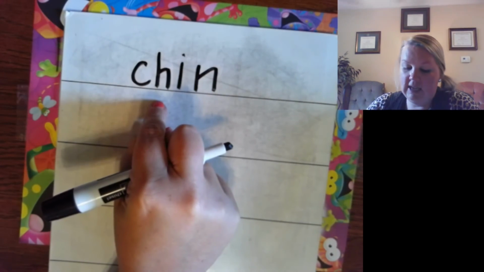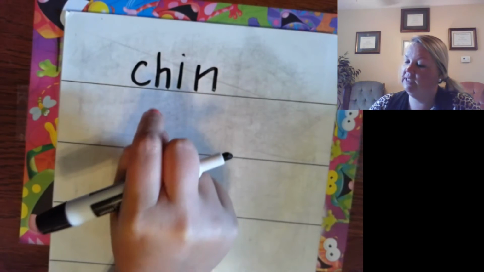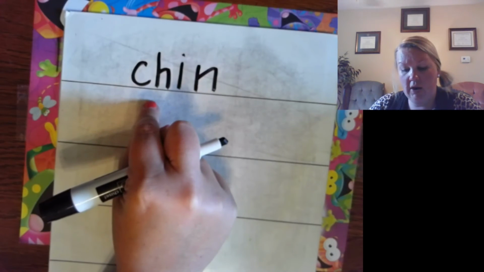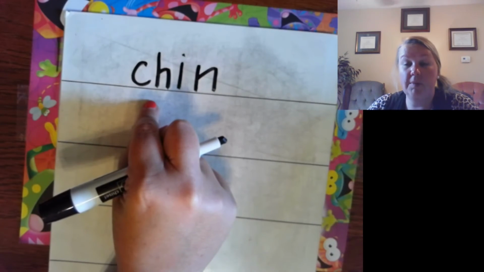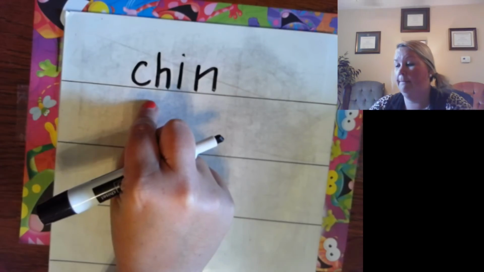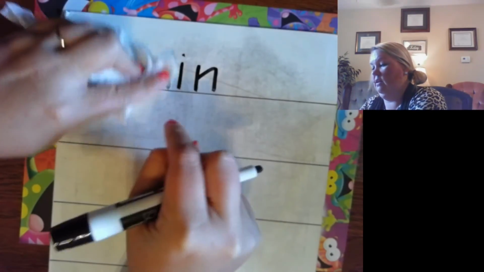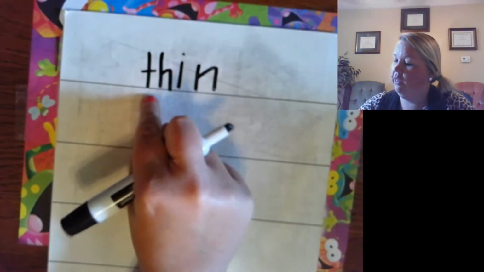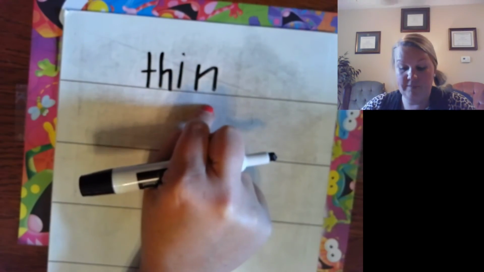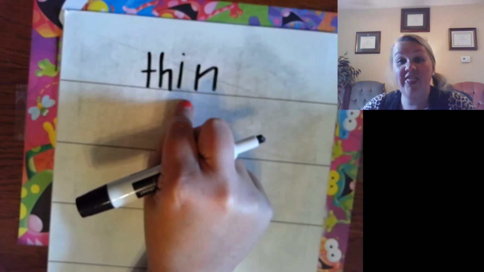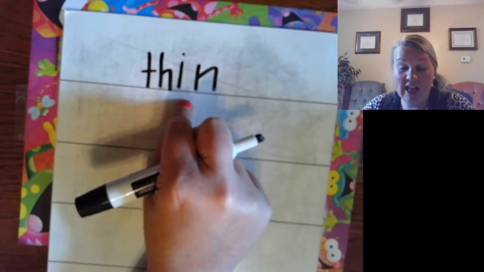Okay, let's do this sound, and we've got to be very careful when we listen for this one. I want you to change this word chin to the word thin. Remember? Thin. She is a very thin person. Let's change the ch to th. Thin. Now I want us to change this word from thin to then.